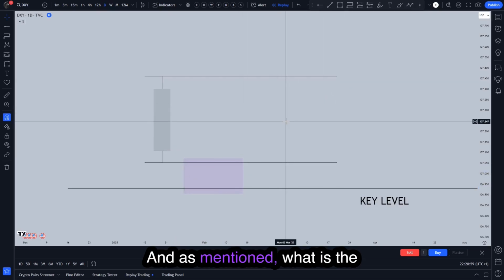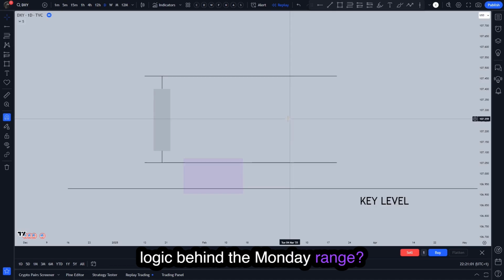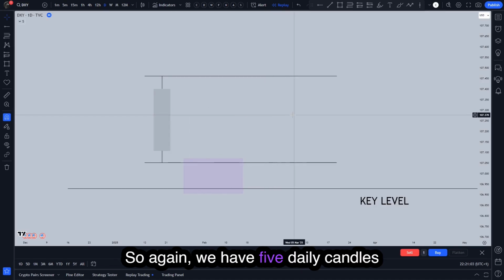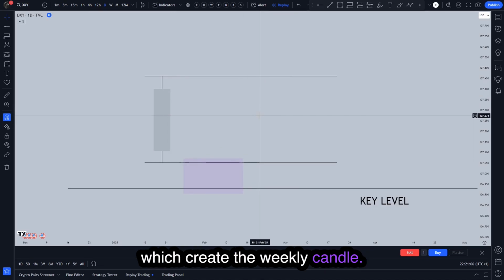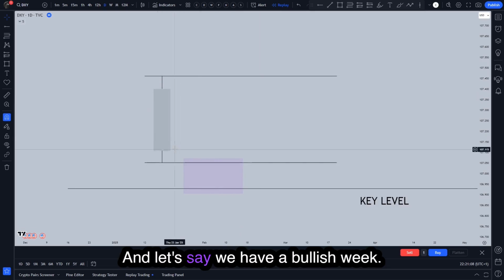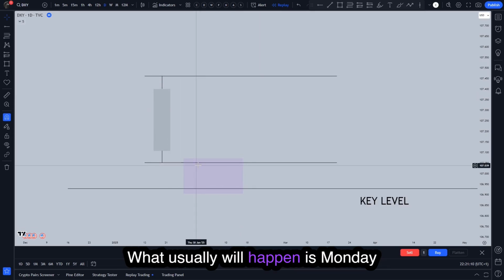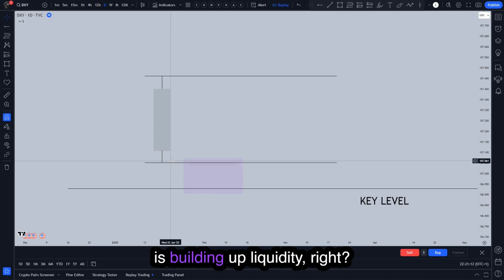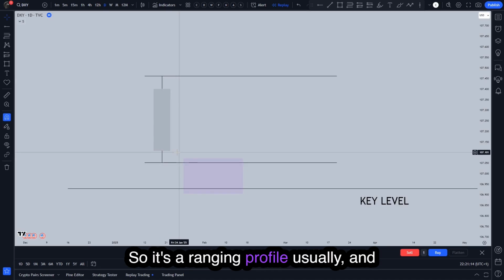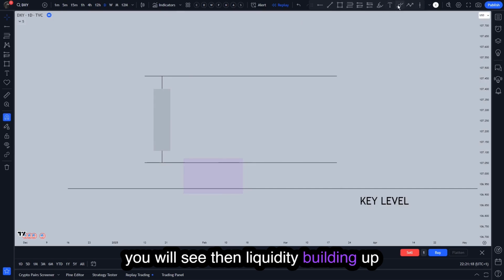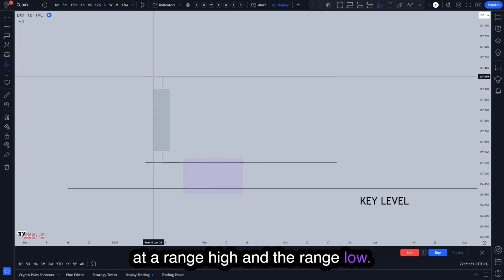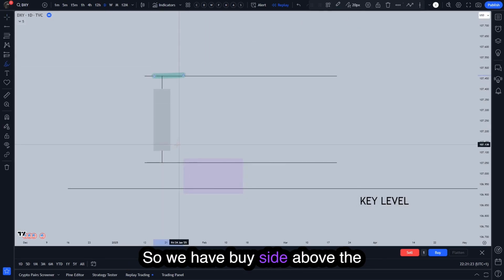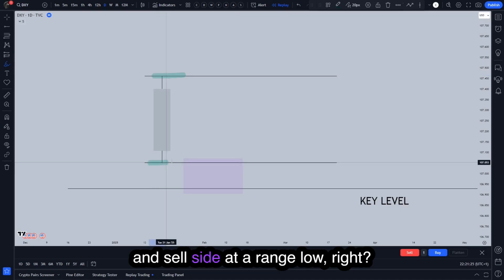And as mentioned, what is the logic behind the Monday range? So again, we have 5 daily candles which create the weekly candle. And let's say we have a bullish week. What usually will happen is Monday is building up liquidity, right? So it's a ranging profile usually. And you will see then liquidity building up at the range high and the range low. So we have buy side above the range high and sell side at the range low, right?